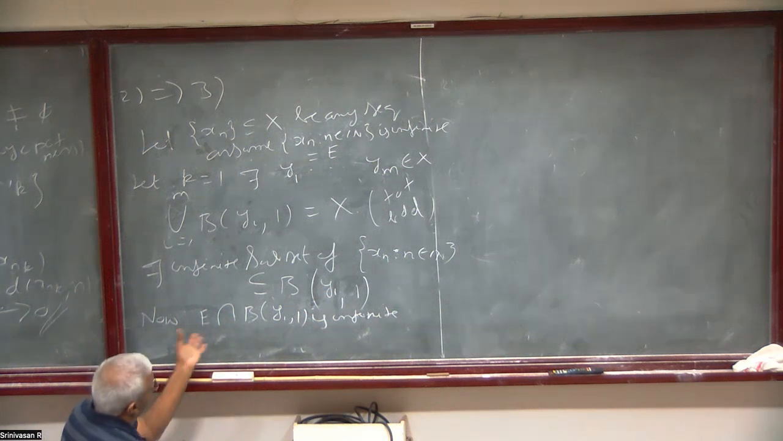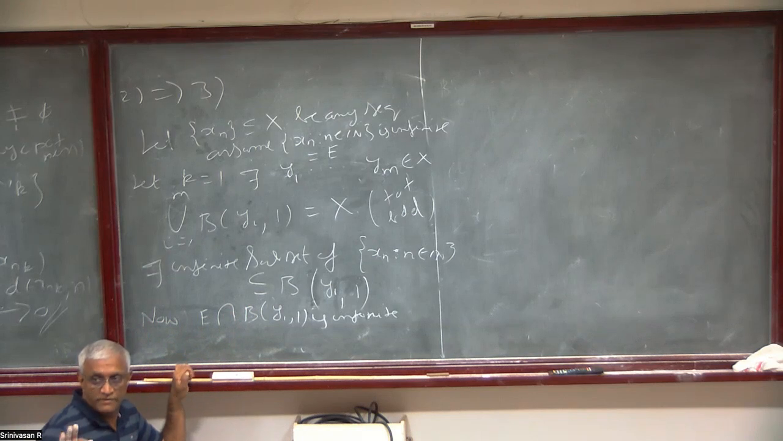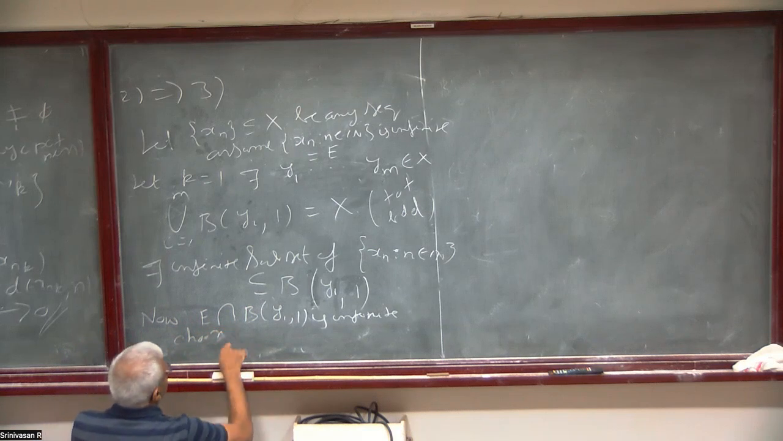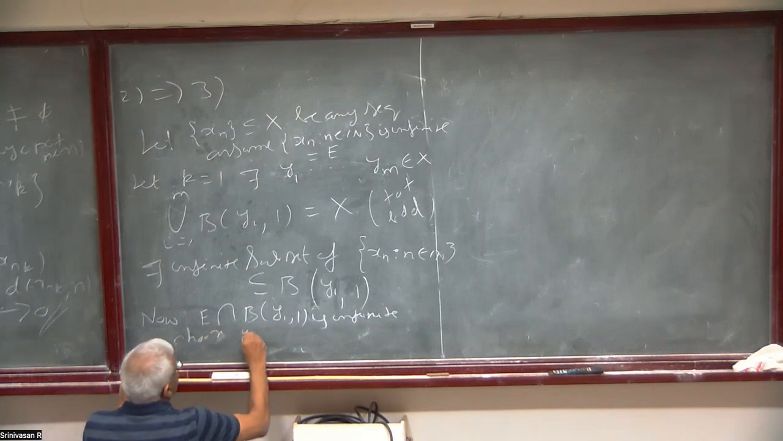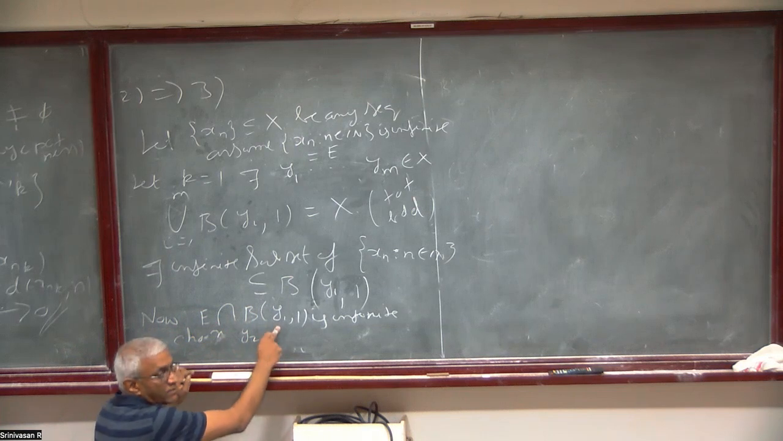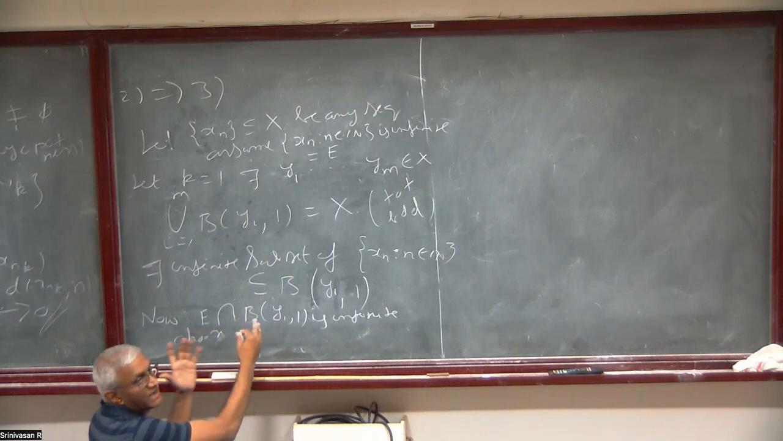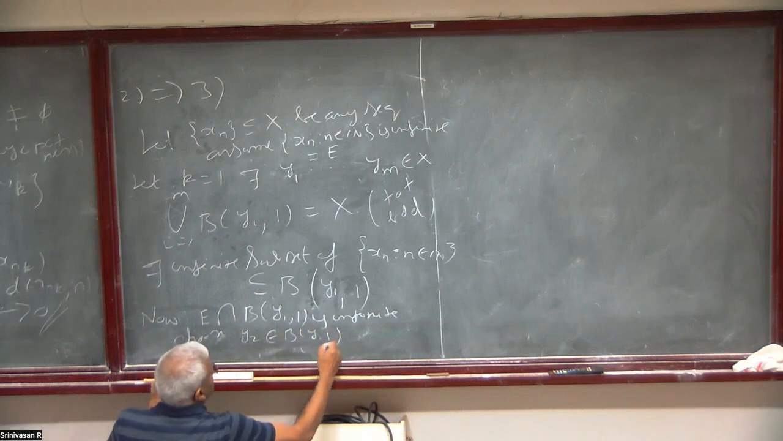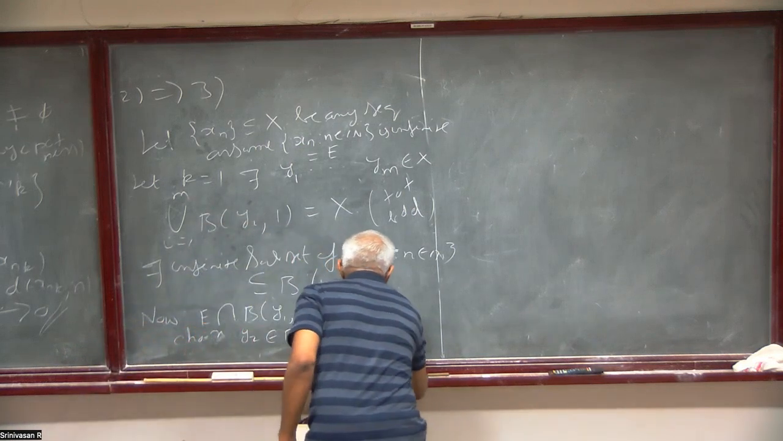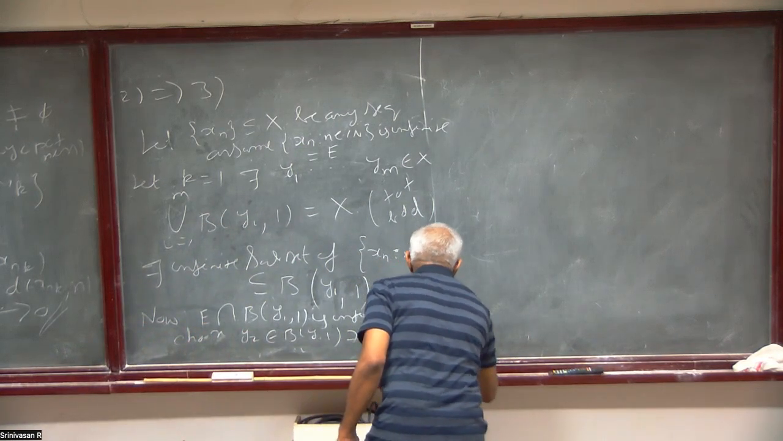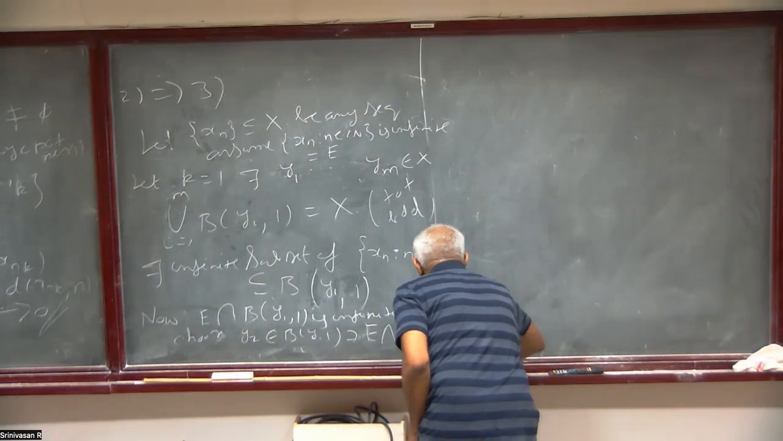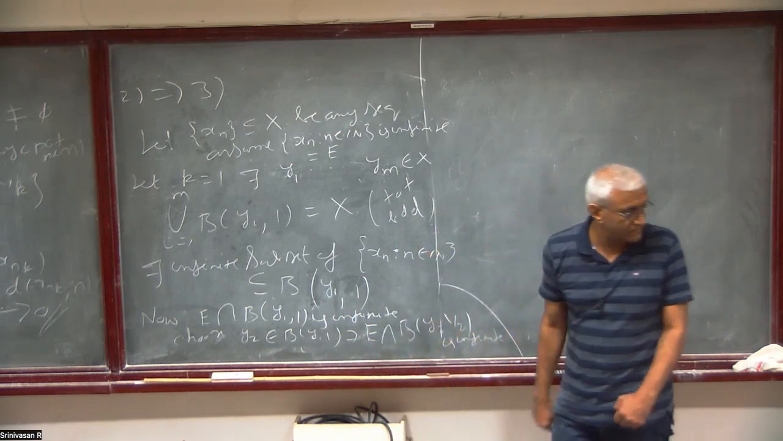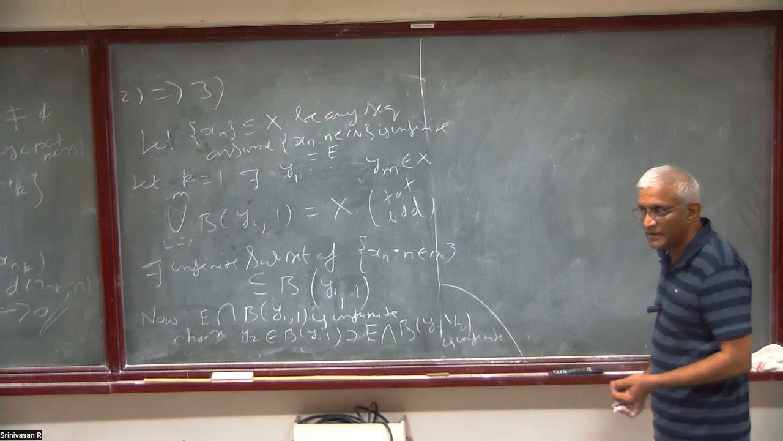Any subset of a totally bounded set is also totally bounded. That's clear, no? Okay. Now choose some y2. I mean, use the same argument. This can also be covered by finitely many open balls. So now choose y2 in B(y1, 1) such that E intersection B(y2, 1/2) is infinite. I'm using the same argument.